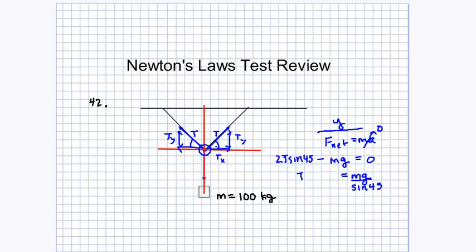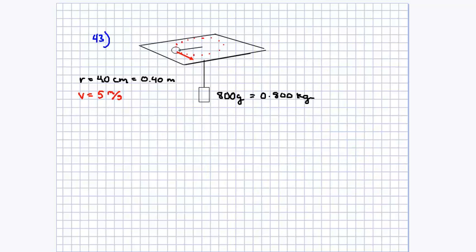Okay, let's move on to the next problem. This one's a little different. Here we have a puck going around in a circle attached to a string. The string goes through a hole and is pulled downward by this weight right here. So this weight has a tension force on it. That tension force continues all the way to this puck here, and this tension force provides a centripetal force toward the center of the circle. This is a frictionless surface, so we don't have to worry about any friction up here.